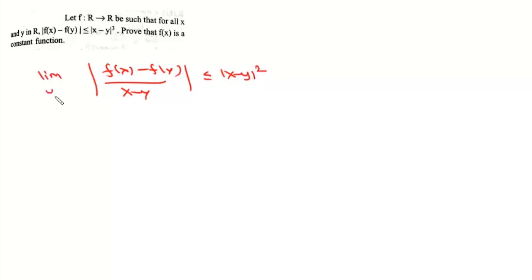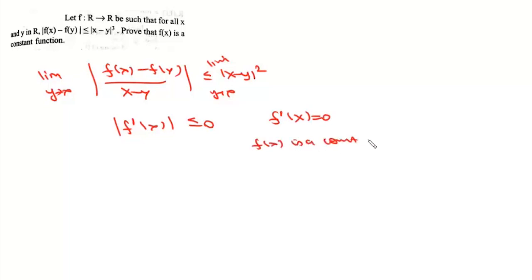Now here the question is, we are given that mod of f(x) minus f(y) is less than or equal to mod of x minus y cube. Now we can write this as mod of f(x) minus f(y) upon x minus y is less than or equal to mod of x minus y square. We'll take this limit y tends to x both sides. Now this is mod of f dash x and is less than or equal to 0. Now mod function cannot be negative. So from here we get f dash x equals 0. That means this f(x) is a constant function. This is what we need to prove in this question.